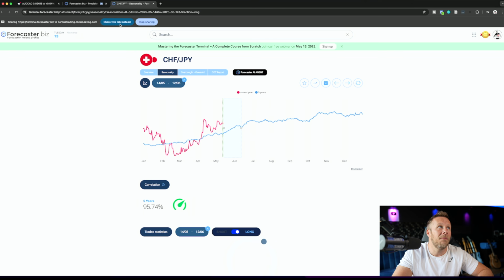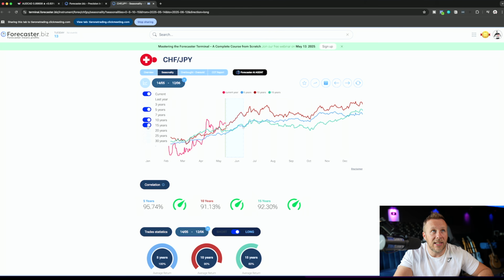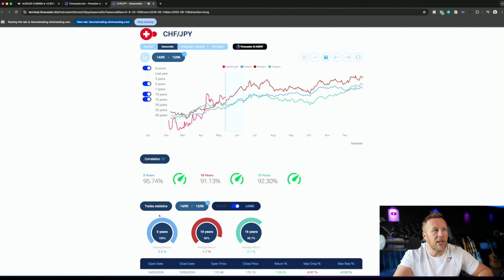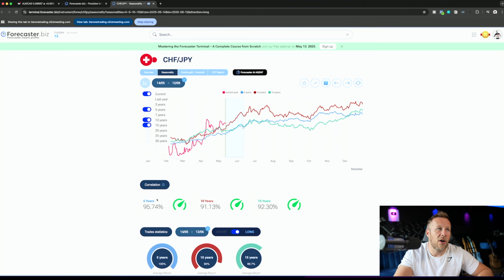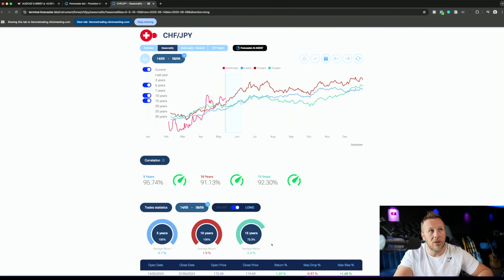So bring out the seasonality, and what Forecaster is saying is if we get in here and get out here, that's what it's basing that particular setup on. And if you bring on the seasonality over the last 10 years, over the last 15 years, you can see that not only do we have a high seasonality score, we also have high correlation, above 90% across all of those. But can you even optimize this even further? Because if I go from here to here, you start to increase the score.